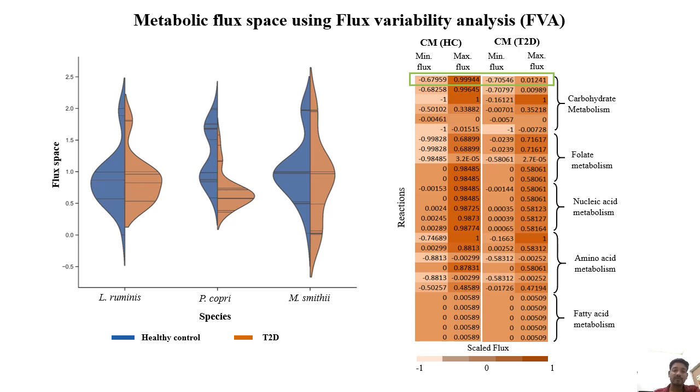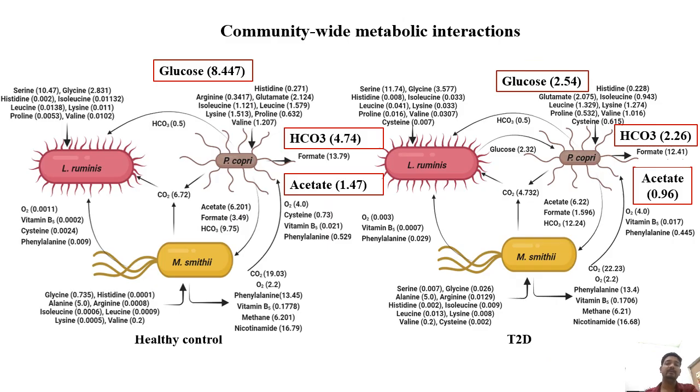Based on that, we mapped all the point flux values. Here we found that all three microorganisms are helping each other to grow in the gut environment. They are also consuming some metabolites like nucleotides, amino acids, and certain fatty acids, and producing some essential components like amino acids and vitamins.